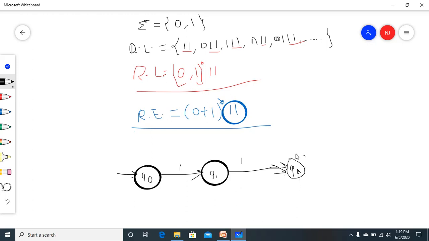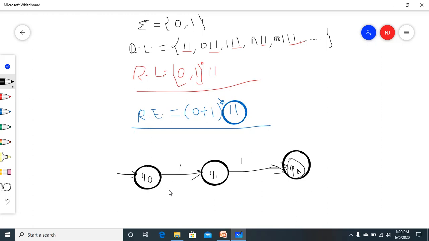Okay, so this is our accepting state here. Now we have received our accepting state. So now we have to check for each and every state, for 0 as well as 1. So let's form the first, q0. Already we discussed 1.